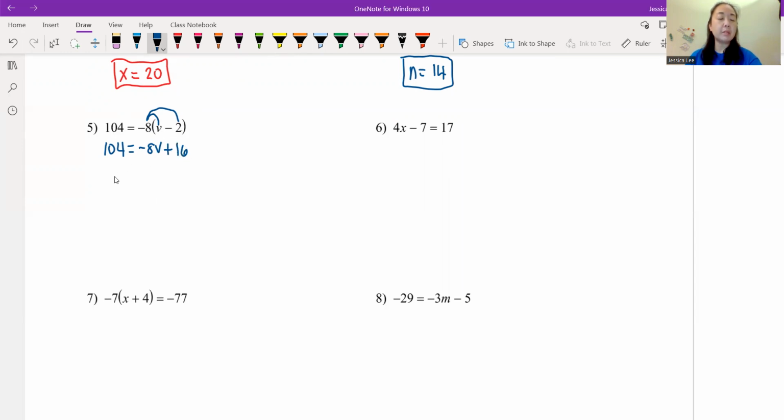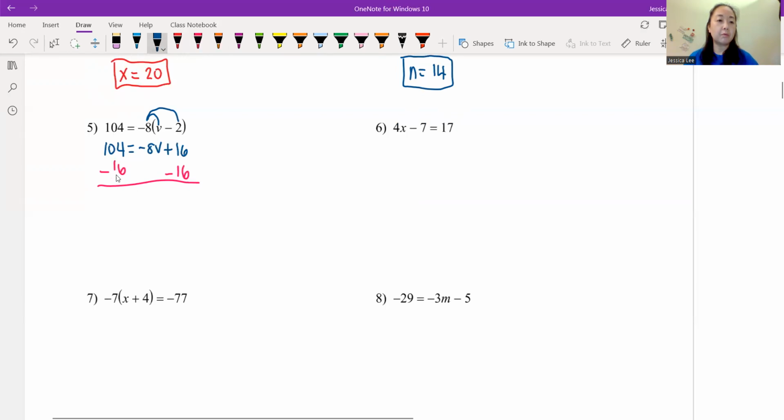So now that we have no more parentheses, we're going to get rid of the addition and subtraction first. Think of it like the reverse of order of operations. We're trying to undo all the things that were done. So we've got to get rid of that 16 first, so we're going to subtract 16 on both sides.